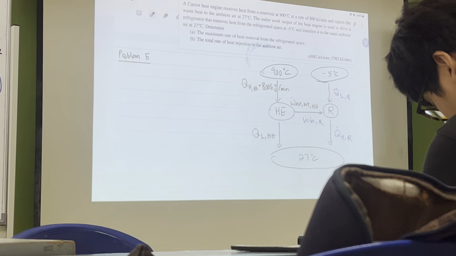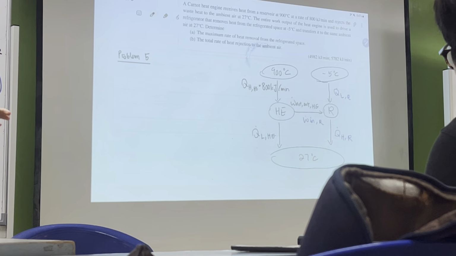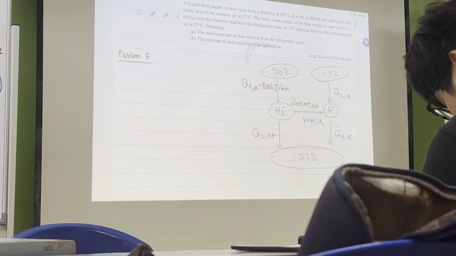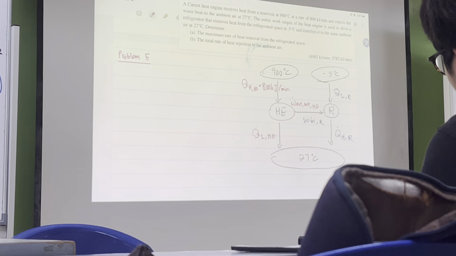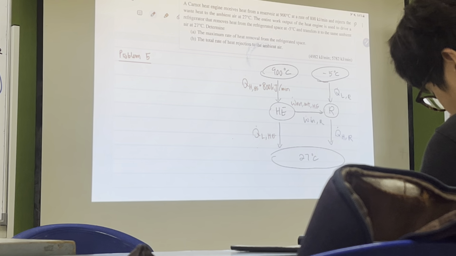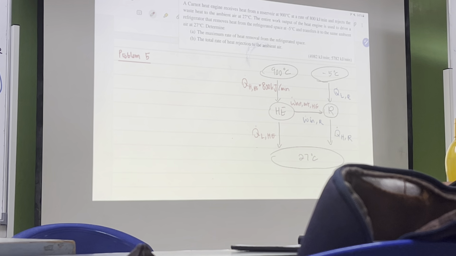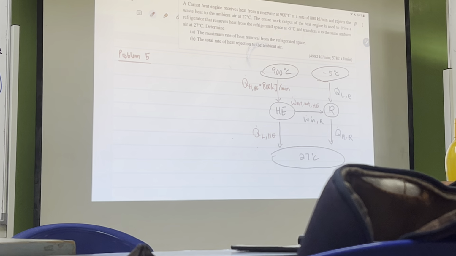Okay, so now this diagram also represents what I told you in the class, whereby I said I don't actually like to use the term QL and QH, because you can see here the QL and the QH for heat engine and also refrigerator don't have the same meaning. For the refrigerator, QL is actually QE, while QH is Q out. For the heat engine, QH is QE, while QL is Q out.